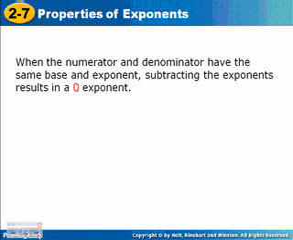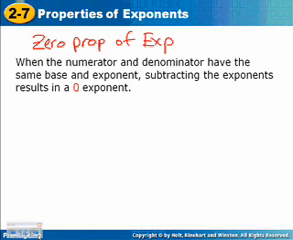All right, next rule. I think we've got the basic part of that rule. This is the zero property of exponents. Get the PowerPoint notes. You probably need to write that in. When the numerator and denominator have the same base and the exponent, subtracting the exponents could result in 0. So let's see what happens when that case takes shape.